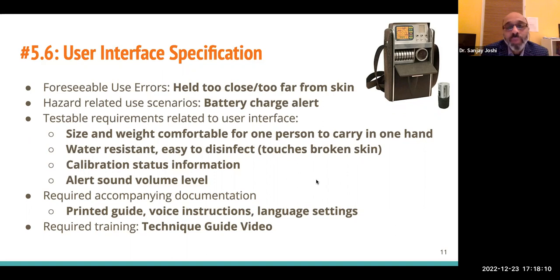What is the accompanying documentation? Is it going to be a printed guide, or are there going to be voice instructions? This is typically seen for things like a defibrillator, AEDs, automatic external defibrillators, where the device itself will say the instructions, in which case you obviously need language settings. If there is any required training, maybe there is a video or a training manual, you need to write all that down in your user specification.